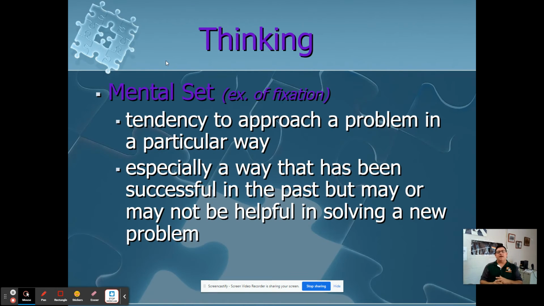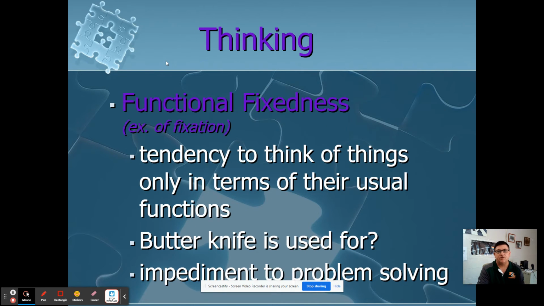All right, your mental set is your tendency to approach a problem in a particular way. It's based on experience in the past. Sometimes mental sets inhibit solving problems in the present and in the future because of how we did it in the past. It's an example of fixation.